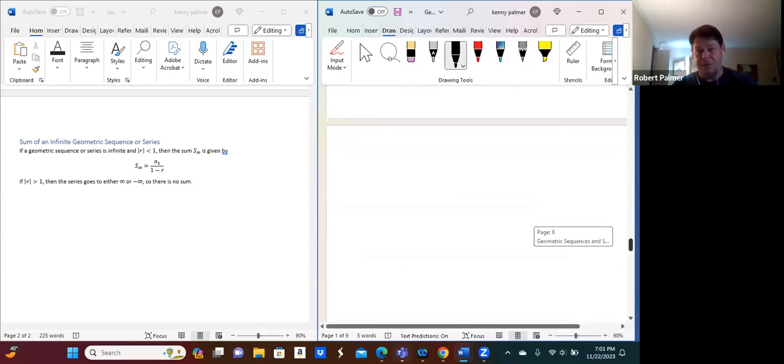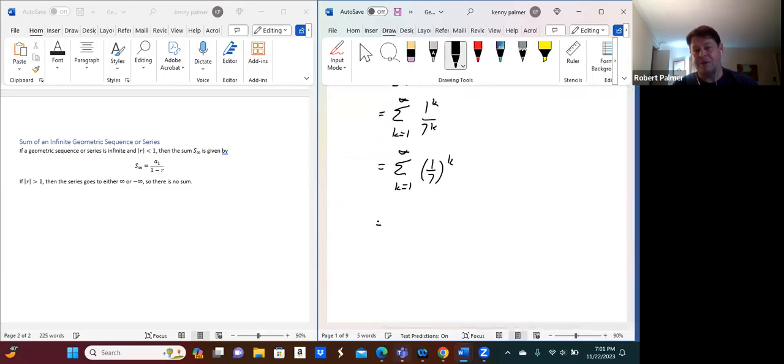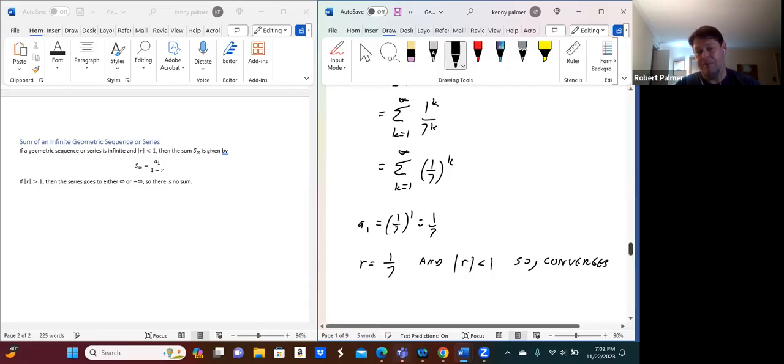Okay, so now this is the same thing. Let's think about this again. a1 is going to be when k is 1, which of course is just 1/7. It turns out our r is also just 1/7, since we multiply each number in the series by 1/7 again. And we'll say the same thing again: the absolute value of r, the absolute value of 1/7, is less than 1, so this converges. There is a sum.